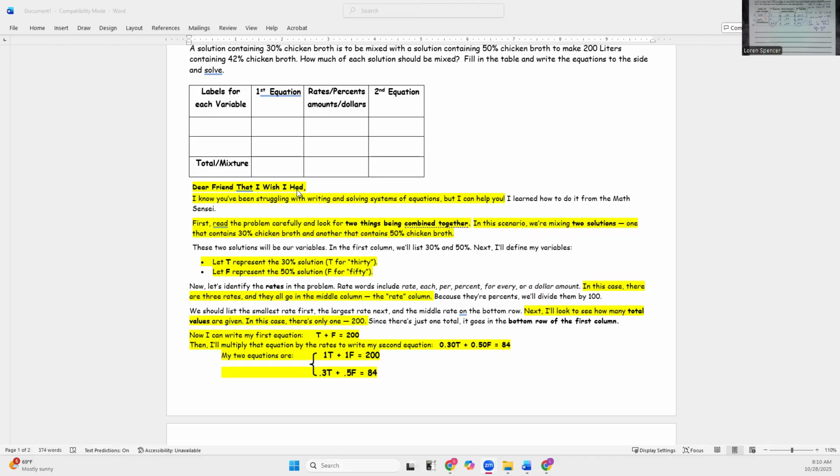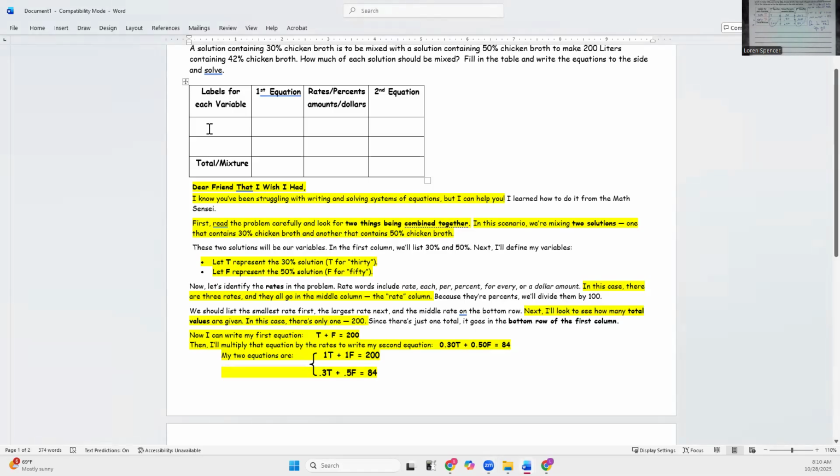First, read the problem carefully and look for two things being combined together because that's what we did. We read it and then we looked for things being combined. And in our case, we said 30% chicken broth and another that contained 50%. So we are combining two solutions, one with 30% and one with 50%. These two solutions will be our variables. In the first column, we'll list 30% and 50%. And then next, I'll define my variables. And let's go ahead and type that in.